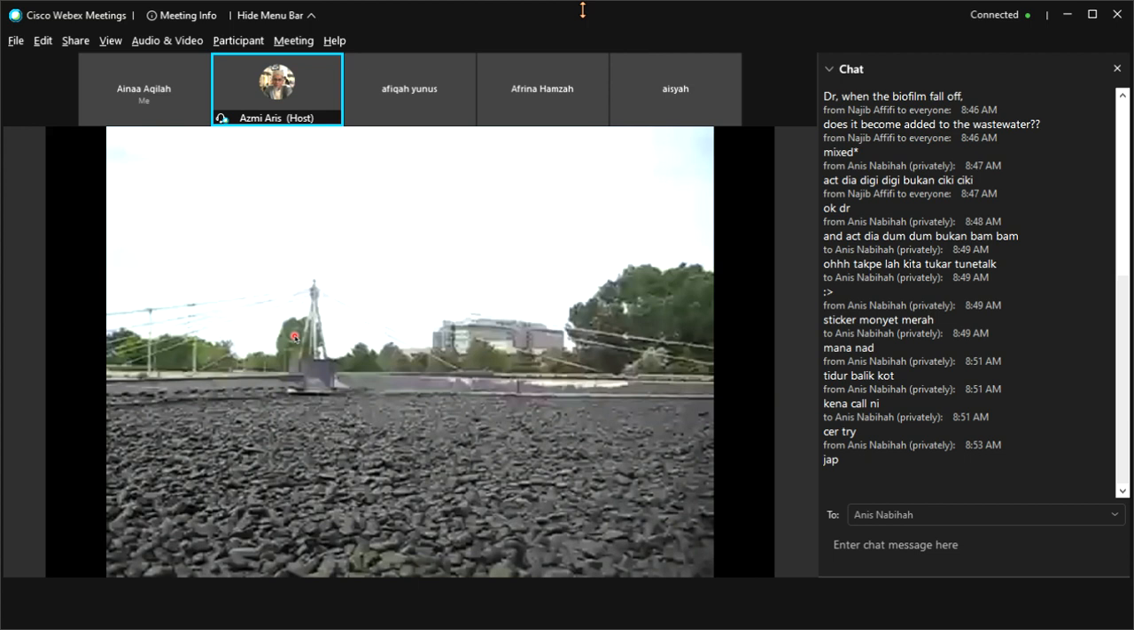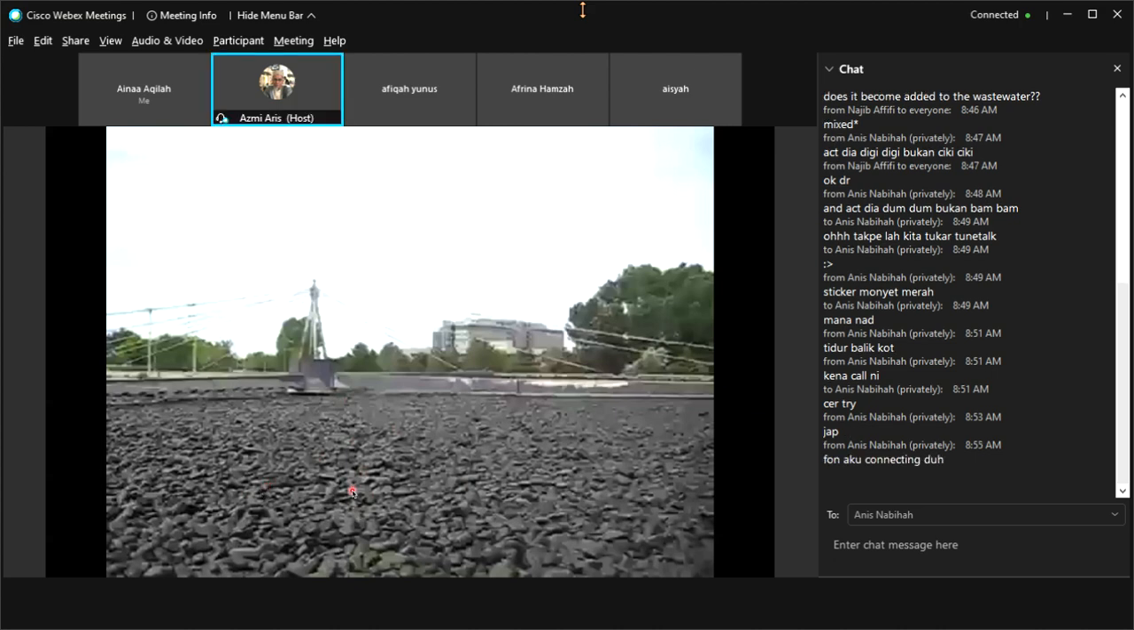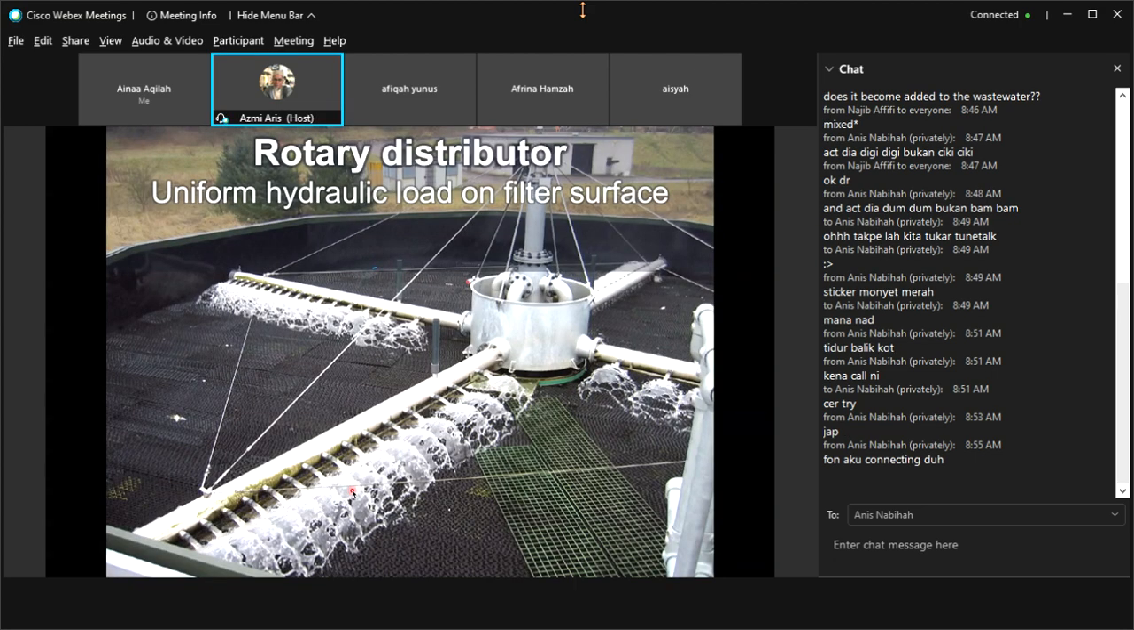Okay, there are a few things that have been pointed out by the narrator. One is that this trickling filter is 60 foot in diameter. It is very huge, 60 foot in diameter, and as you can see, compared to the diagram or the photo that I showed you just now, the media is made of stone.